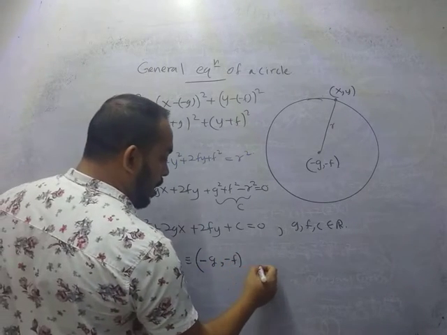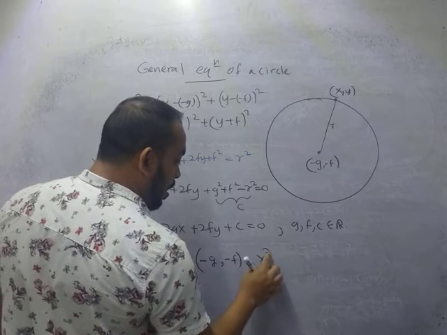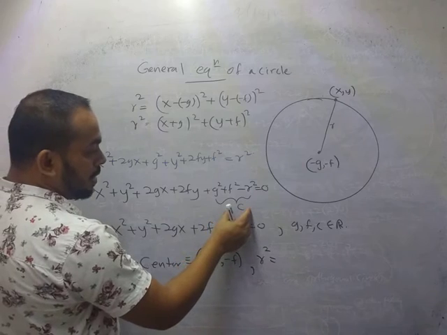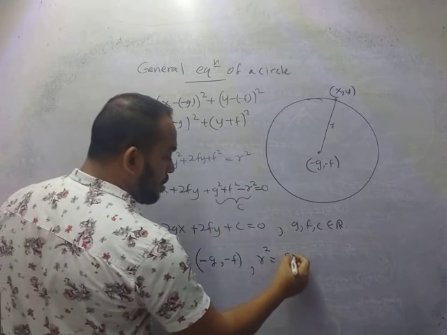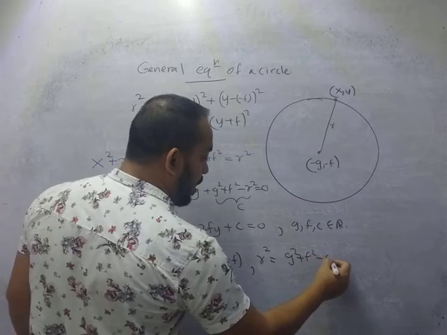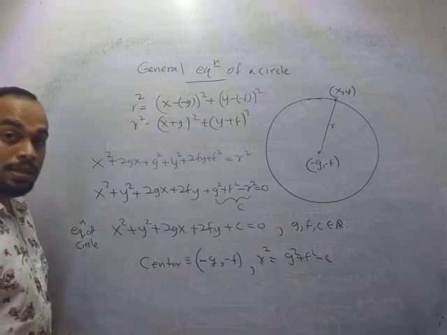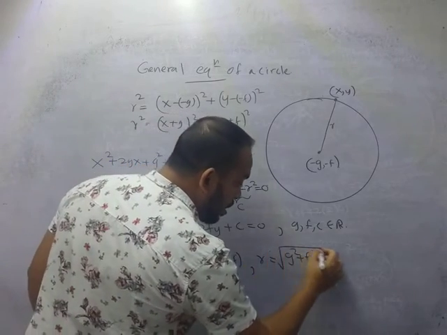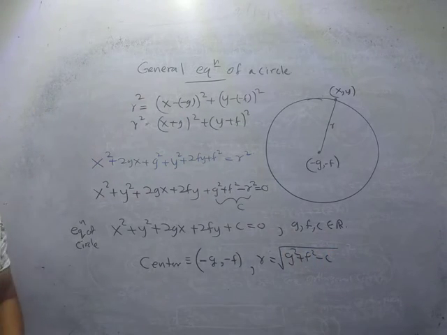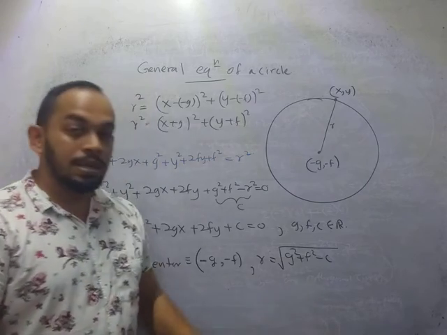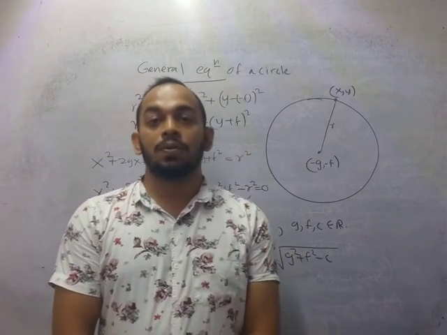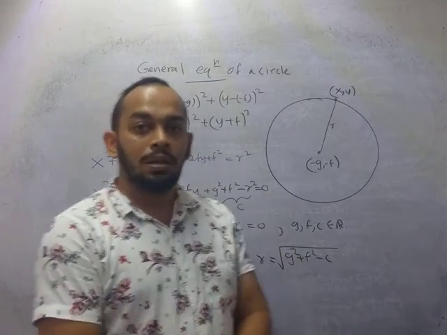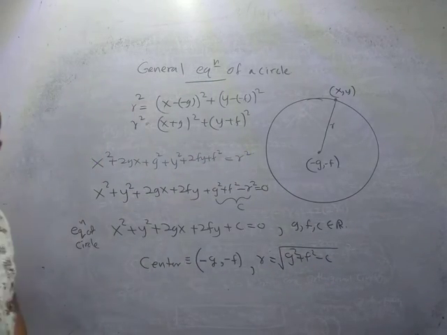And r? What is r? Here c equals g squared plus f squared minus r squared, so r squared is equal to g squared plus f squared minus c. You need the radius, right? Most of the time we deal with the radius. So the radius should be the positive value of this. So this is the general equation of a circle, and we are going to use this representation throughout this course. Thank you for watching.